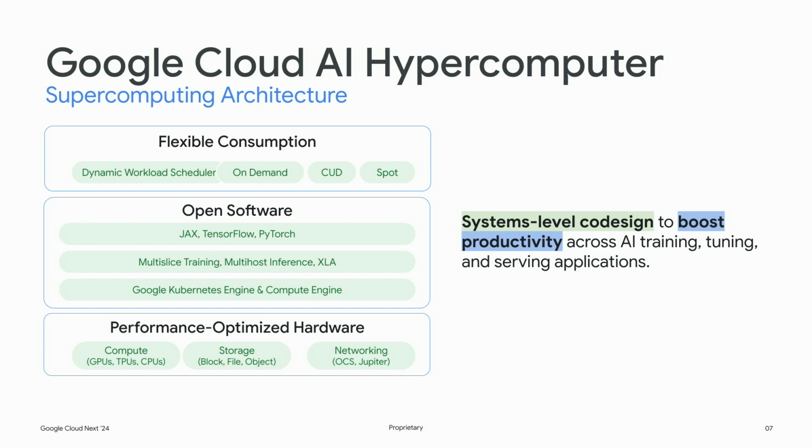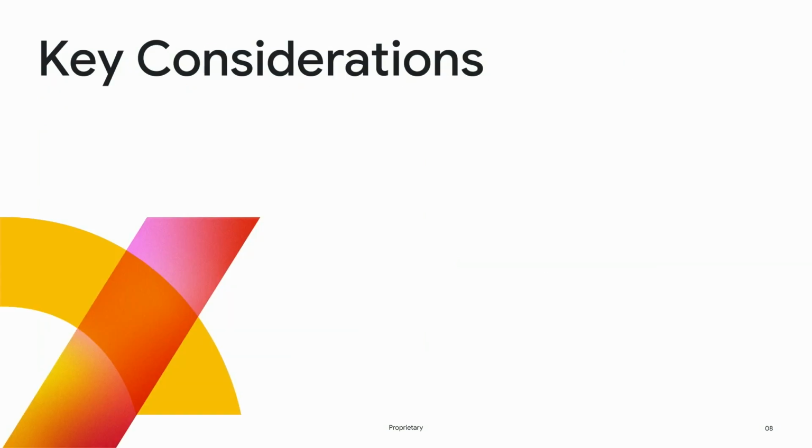That is to meet you where you are in terms of your unique accelerator needs in terms of timing and capacity. So in order for you to make the best of AI Hypercomputer, here are the three key considerations that we are going to talk about today.